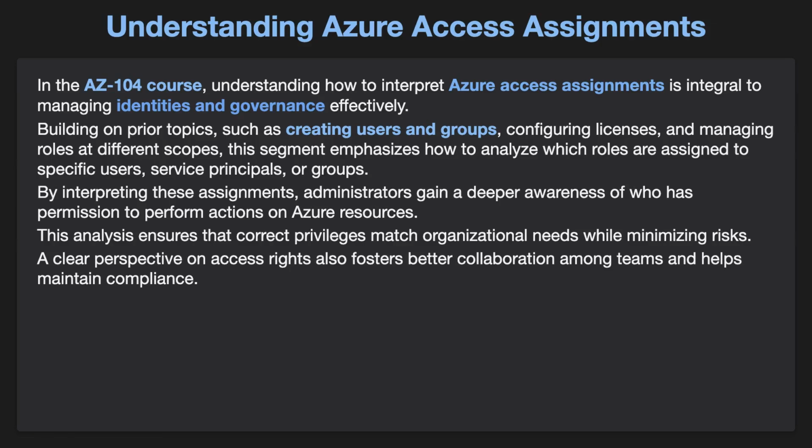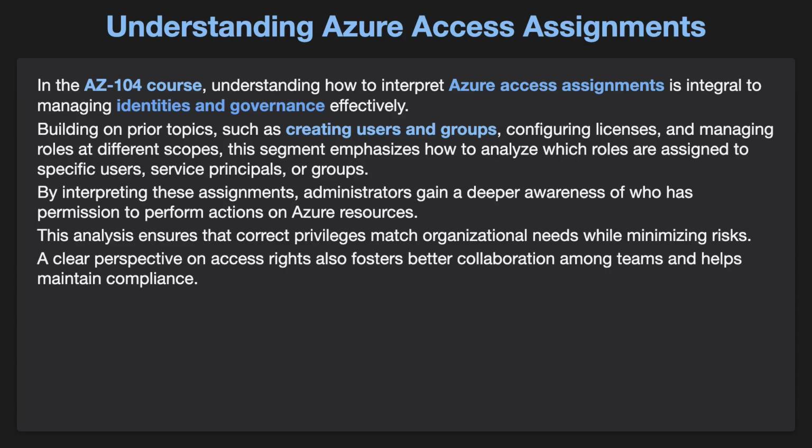In the AZ-104 course, understanding how to interpret Azure access assignments is integral to managing identities and governance effectively. Building on prior topics, such as creating users and groups, configuring licenses, and managing roles at different scopes, this segment emphasizes how to analyze which roles are assigned to specific users, service principals, or groups. By interpreting these assignments, administrators gain a deeper awareness of who has permission to perform actions on Azure resources. This analysis ensures that correct privileges match organizational needs while minimizing risks.